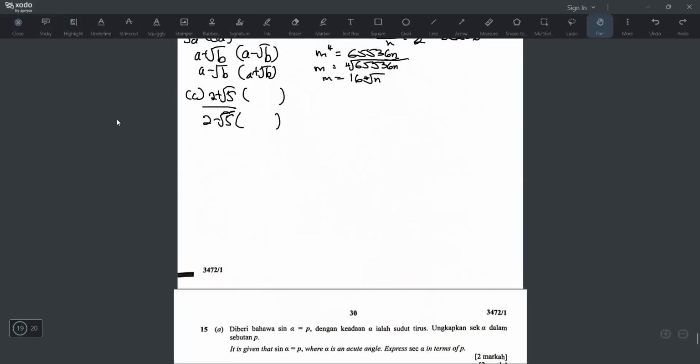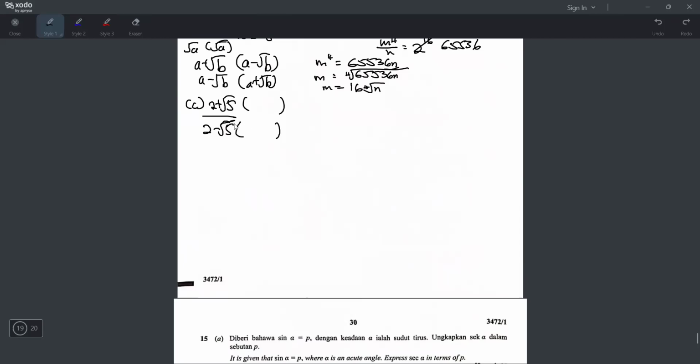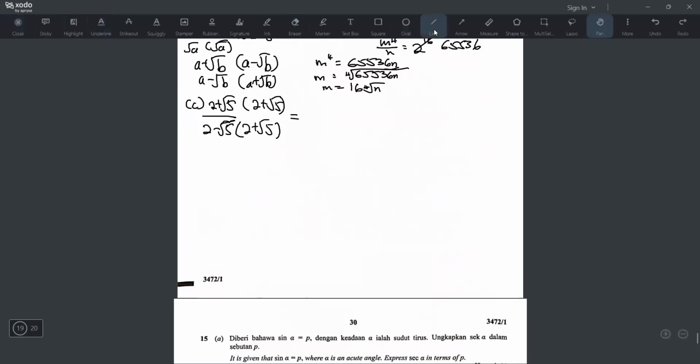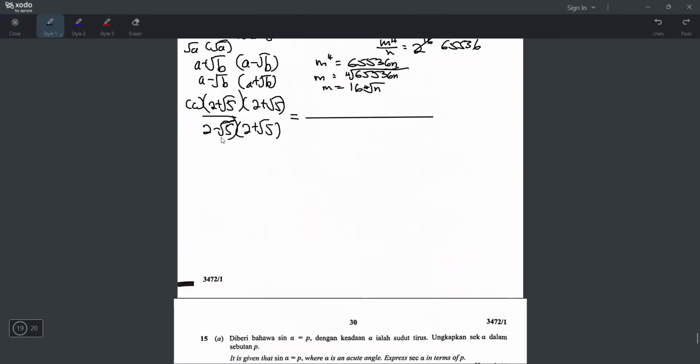Okay, so again, how to get rid of the square root at the denominator? Multiply with the conjugate surd. So 2 minus square root 5, the conjugate will be 2 plus square root 5. So when you multiply with this, you will get rid of the square root at the bottom, right? Okay, I'll show you now. So first you multiply top times top, bottom times bottom. So what is 2 plus, make sure you put bracket here.